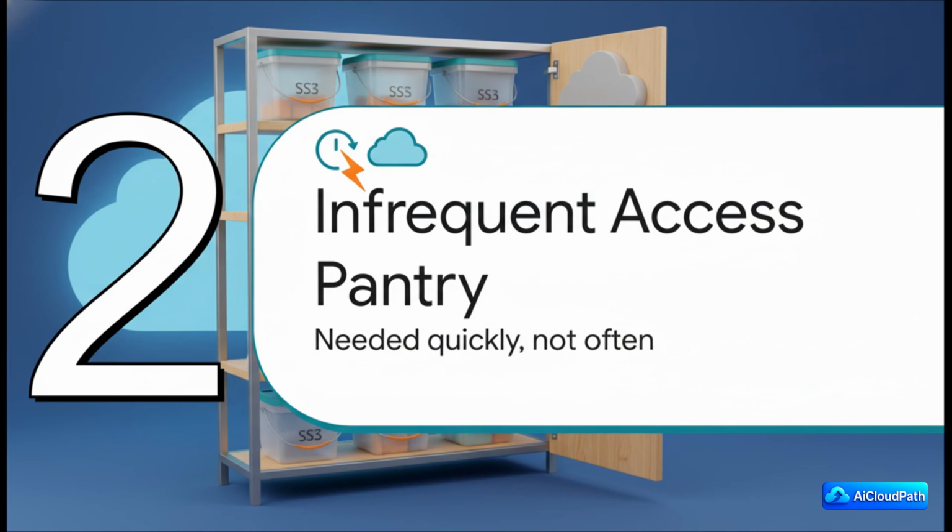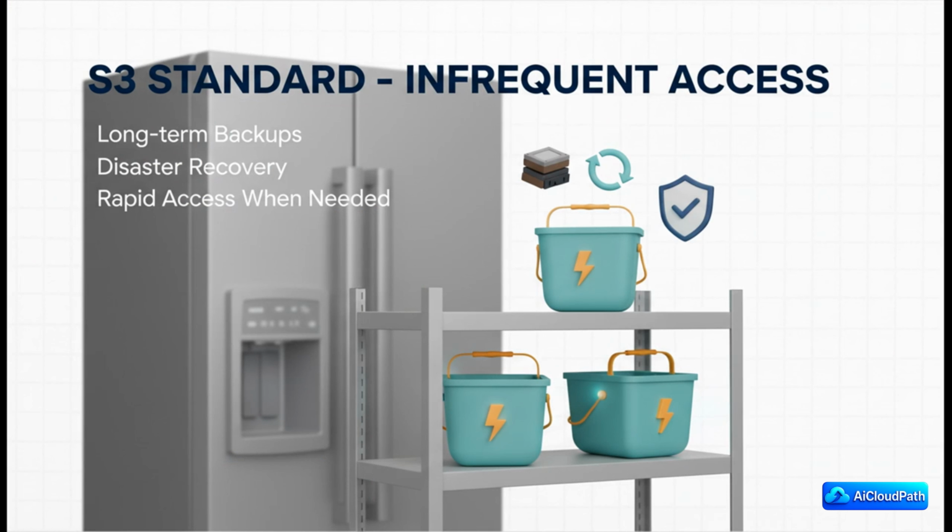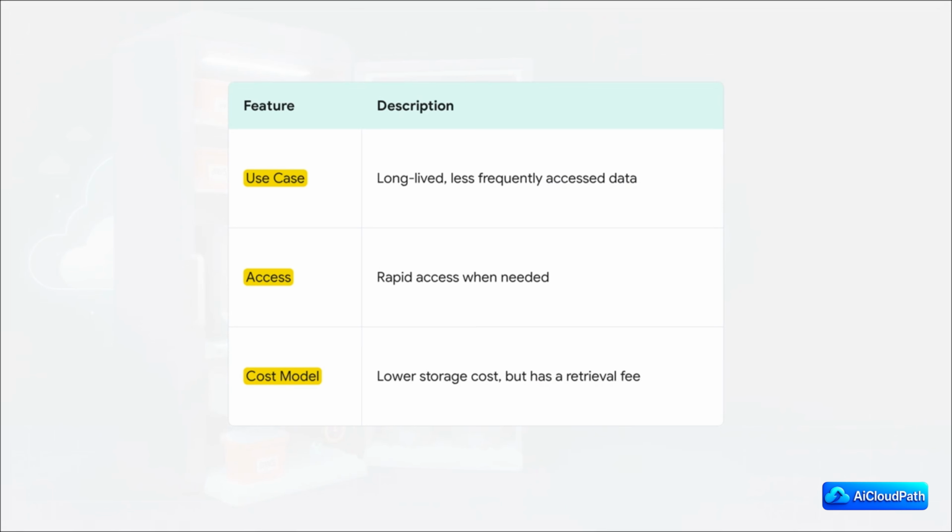Okay, so we've covered the main shelves. Now let's move a little further back into the kitchen, into what I like to call the pantry. This is for data you don't need every day, but when you do need it, you need it fast. And in our pantry, we have S3 Standard IA. This is ideal for things like long-term backups or maybe disaster recovery files. You get to store them for a lower price than S3 Standard because you're not accessing them all the time, but they're still available in milliseconds when an emergency strikes.